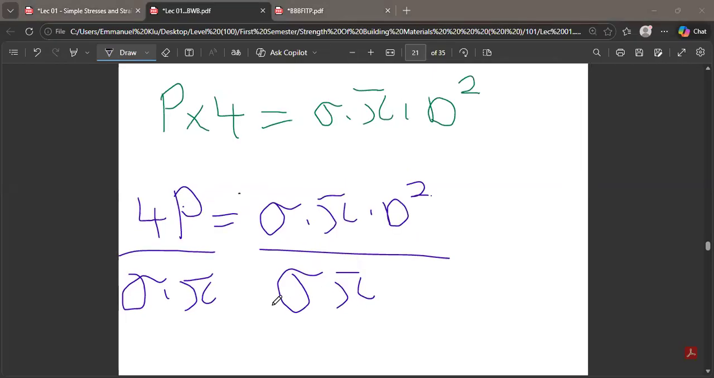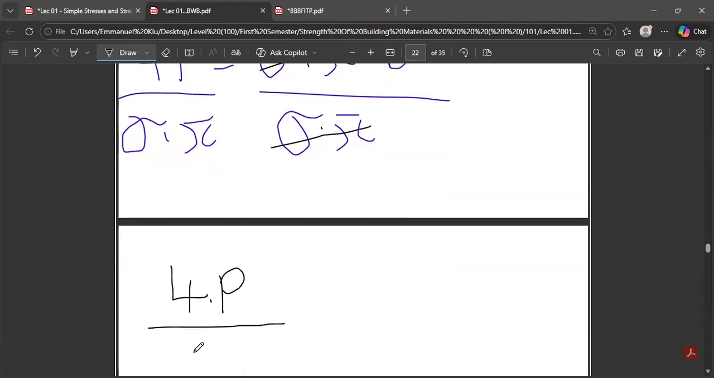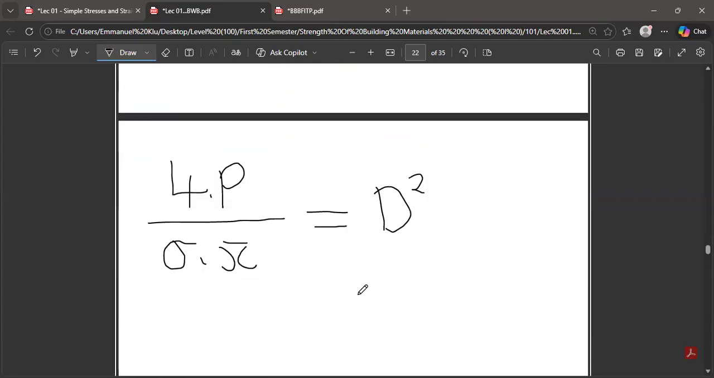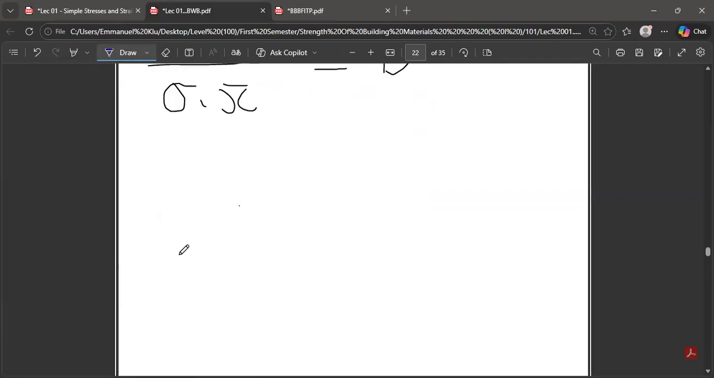So this will take care of this. Okay. So finally, we are left with what? 4P. We are left with 4P over stress multiplying the pi, which is equal to D squared. I told you that if A is equal to B, then it means that B is also equal to A. Okay. So let me rewrite this and then we proceed.